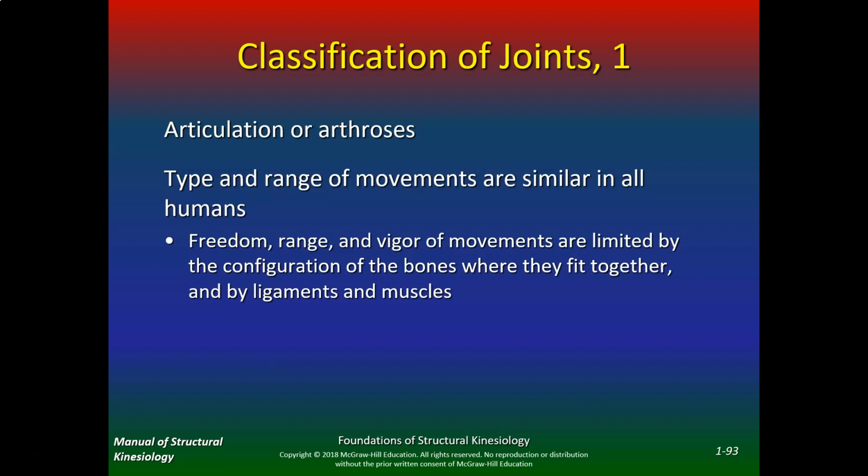All right, what are the classifications of joints? Articulation or arthrosis, type and range of movements are similar in all humans. The freedom, range, and vigor of movements are limited by the configuration of the bones where they fit together and by ligaments and muscles. So the type of bone it is will determine is it going to be movable or not. So that's very, very important.